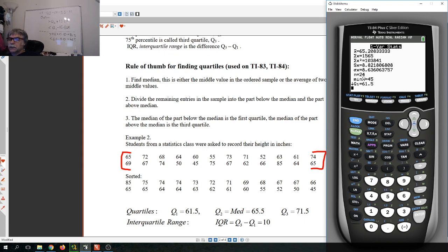The number of items that you have is 24, and now the 5-point summary is right here. So the 5-point summary is 45 for the minimum, quartile 1 is 61.5, median 65, quartile 3 71.5, and maximum 85. That's a 5-point summary, the same one we have. It doesn't tell you what the interquartile range is, but you can find it yourself by subtracting quartile 3 minus quartile 1.